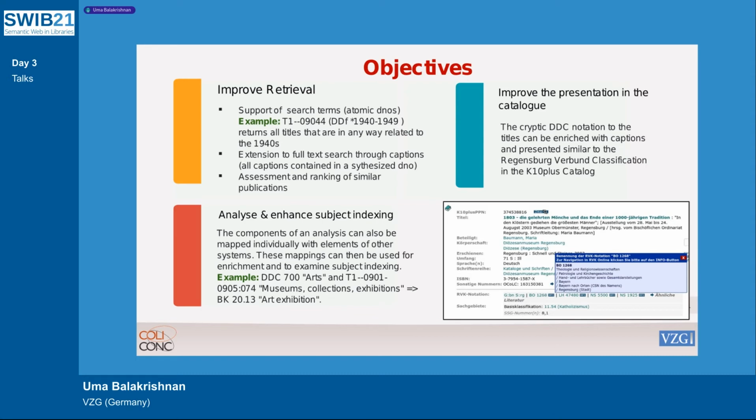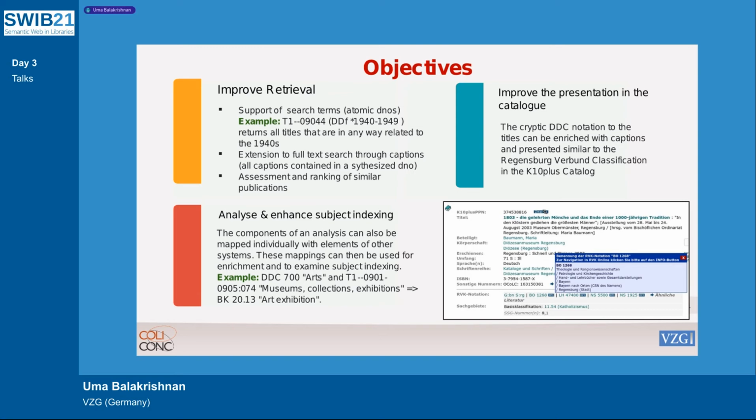So when we began this project, the VZG had its own objectives. The first one is to improve our retrieval. We wanted to improve our search, or we still want to improve our retrieval system, expand our search possibilities, and make search easier with search terms. With the atomic components we get from the decomposition, one could filter the search possibilities. So you can ask for titles related, for instance, to the 1940s, and this comes from a decomposed component, or just extend a full text search.